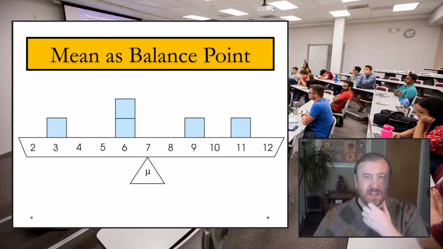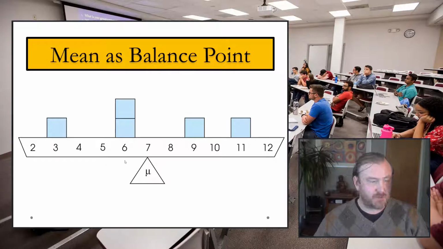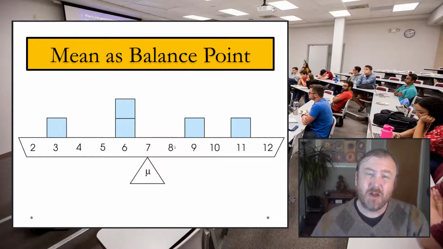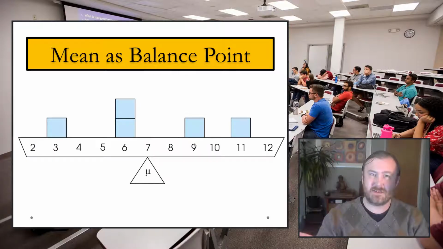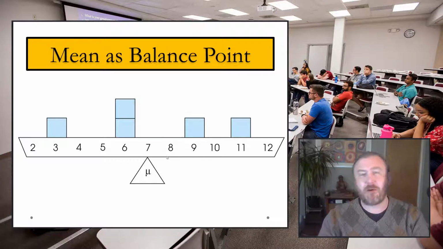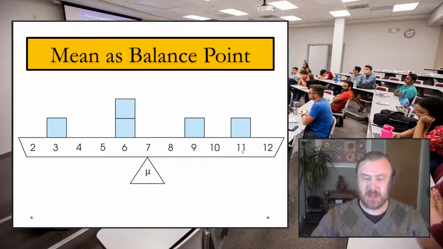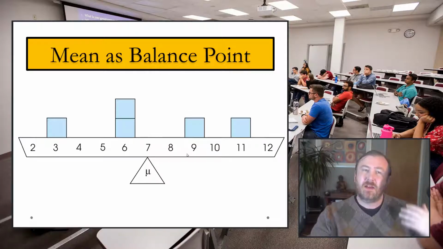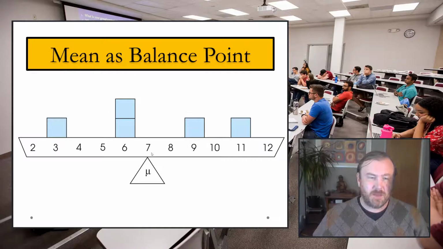Now, if we look at the right side of the distribution, we have 9, which is 2 away. And then we've got 11, which is 4 away. So that's 6 as well. The mean balances the differences from the mean on each side and makes them equal. So this is an interesting property of the mean.